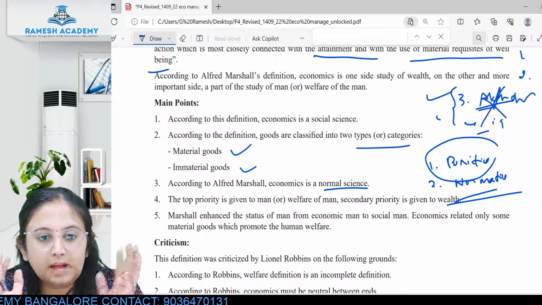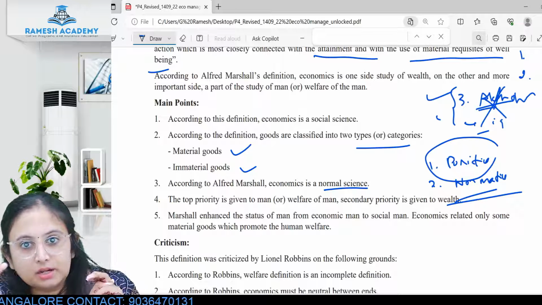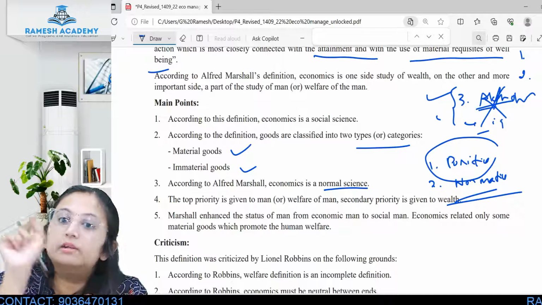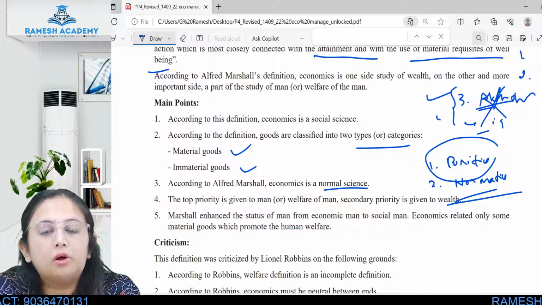I need not accept it as it is. Okay, I will tell the changes. As of now it is like this, but we will make some changes and we will reach there. That is normal or normative science.